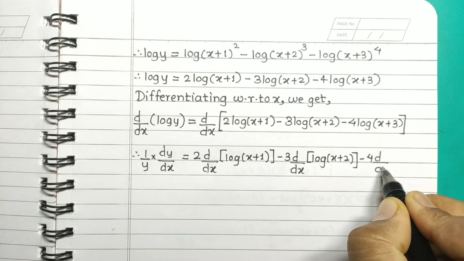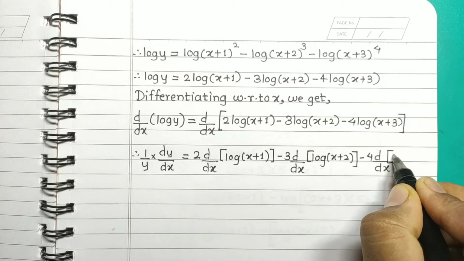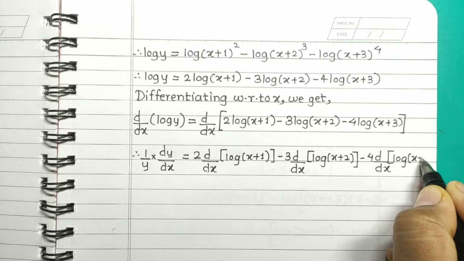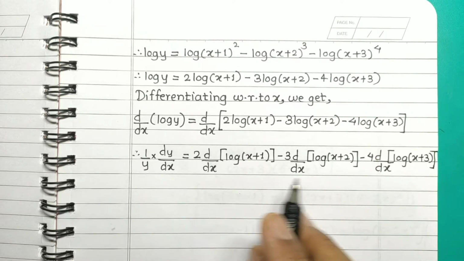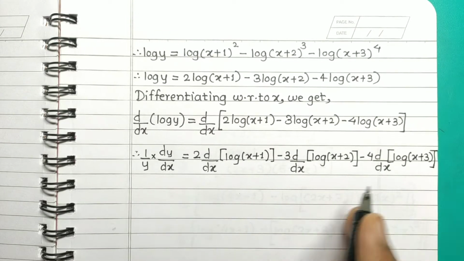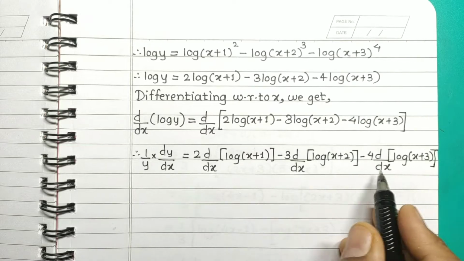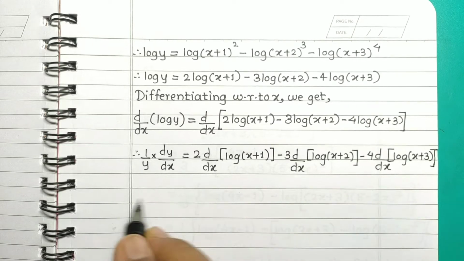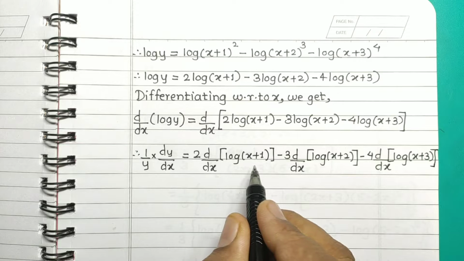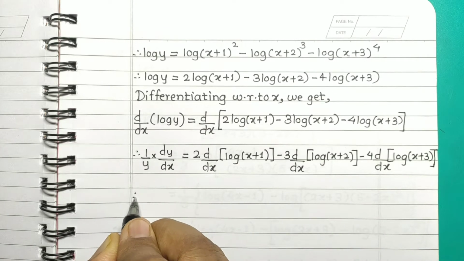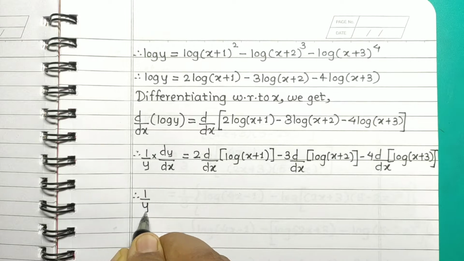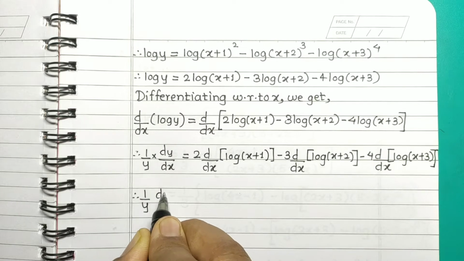into d by dx of this logarithmic term, log of (x plus 3). Such types of examples are quite lengthy to write, but there is no alternative, we have to write all these things in this way. Okay, now let's evaluate these three derivatives. So here let's keep this 1 upon y on the LHS in this step.